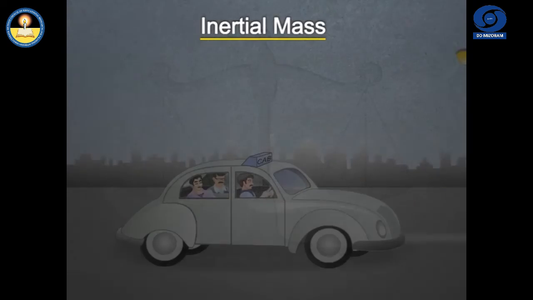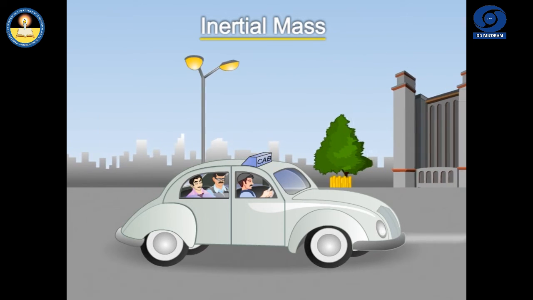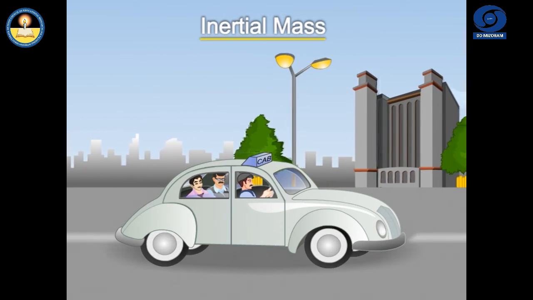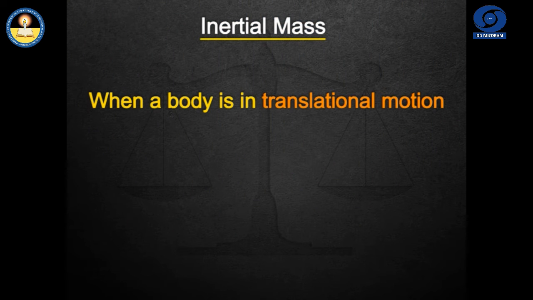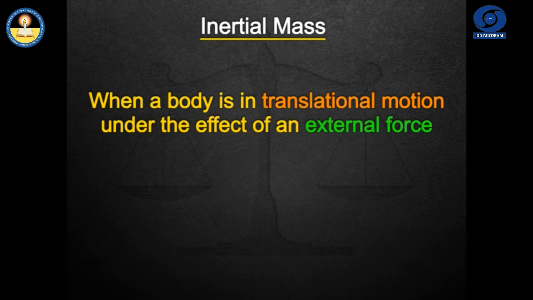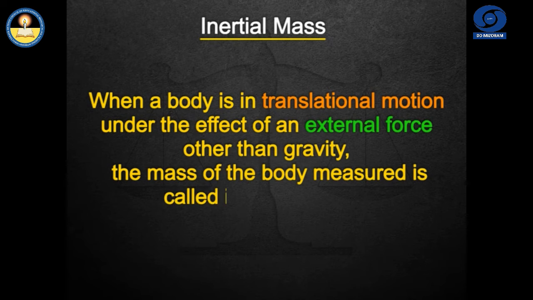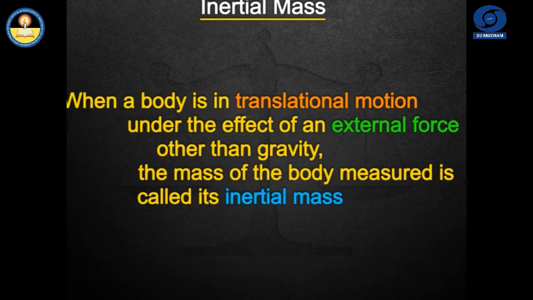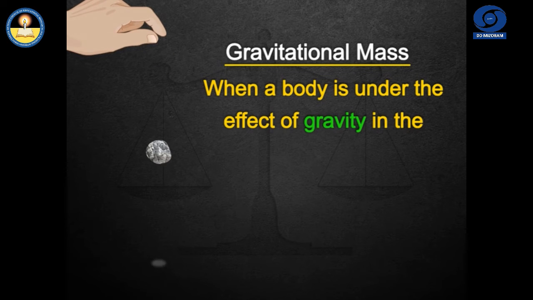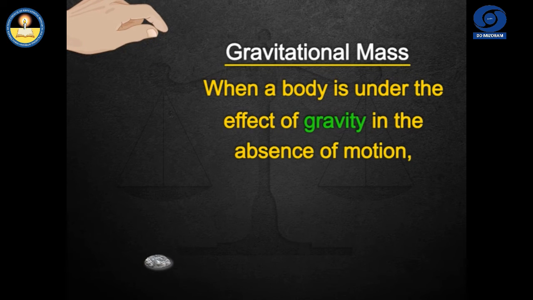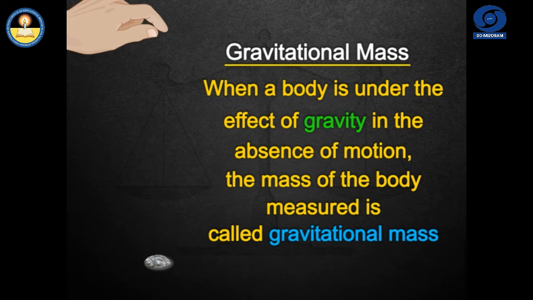Inertial mass is the measure of an object's resistance to changing its state of motion when an external force is applied. In other words, when a body is in translational motion under the effect of an external force other than gravity, the mass of the body measured is called its inertial mass. On the other hand, when a body is under the effect of gravity in the absence of motion, the mass of the body measured is called gravitational mass.